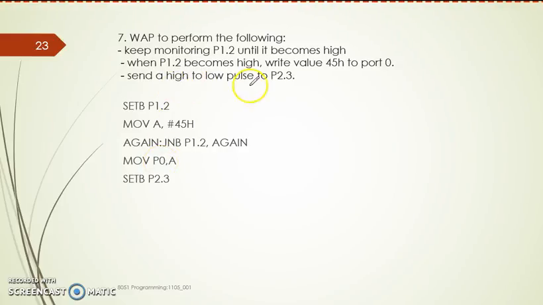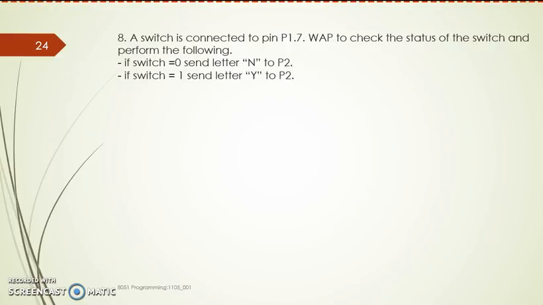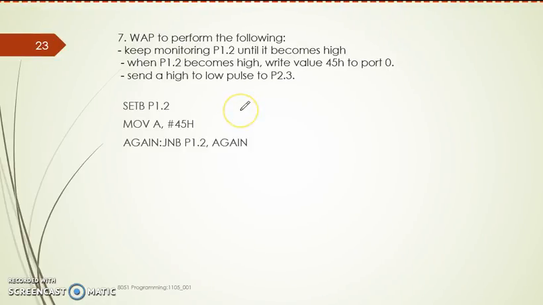I have to send a high to low pulse to P2.3. So SETB P2.3, call delay, CLR P2.3. When you do CLR P2.3, you're giving a high to low pulse to P2.3.